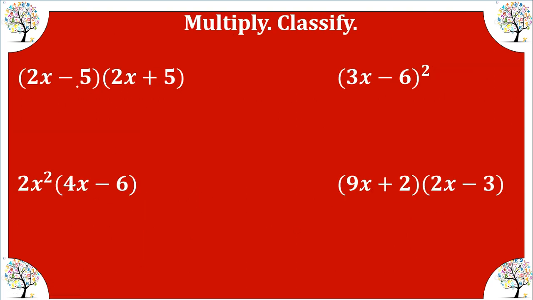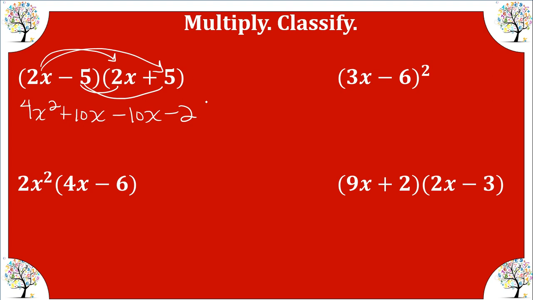Okay, let's multiply some polynomials. So we're going to double distribute. We get 4x squared plus 10x minus 10x minus 25. Combine the linear terms. And we have a quadratic binomial.